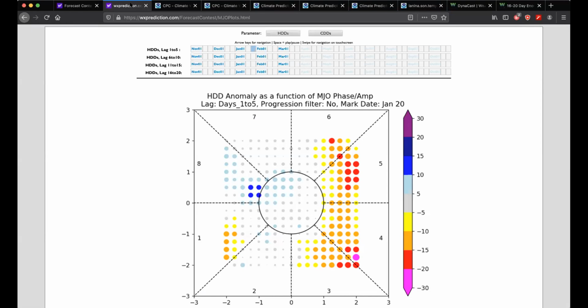Another example of that is, well, what if you're in an El Nino versus a La Nina, right? Some meteorologists like to conditionalize the MJO as a function of ENSO state. And you're going to see some different relationships. We don't have that here. Another website might have that, but that's something else to think about.